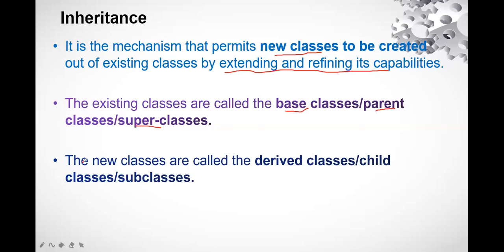Now the next feature: whichever new class has been derived or generated will be called the derived class, because we have derived a new class from the existing class. The one it has got its features from is called the base class. Derived class, child class, and subclass. So this is a parent class and this is a child class. This is a base class and this is a derived class. This is a super class and this is a subclass.